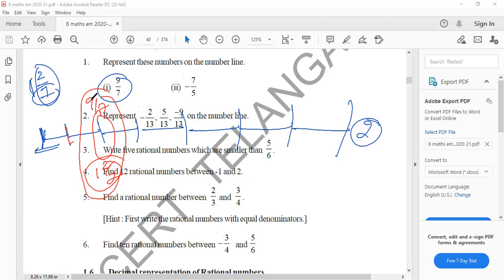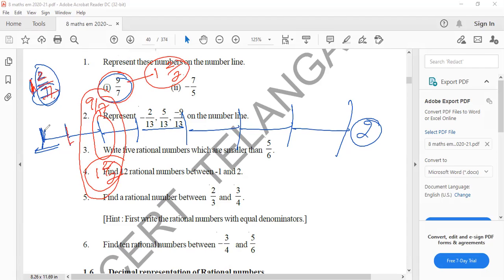No, explain once again. This number 9 by 7 you write as 1 2 by 7, right? Have you understood how 1 2 by 7 came? 1 2 by 7, understood? Yes, understood.